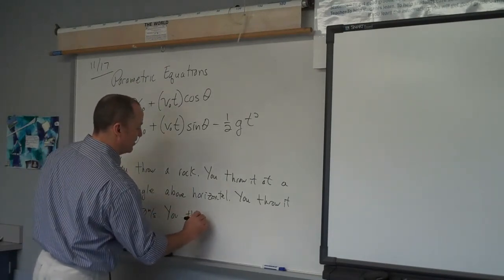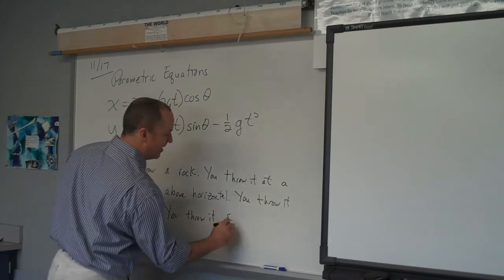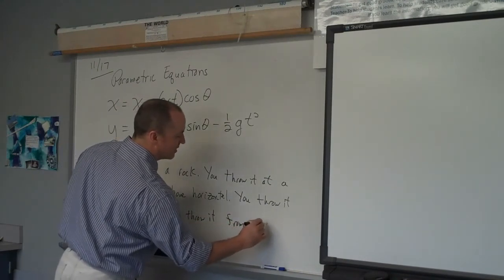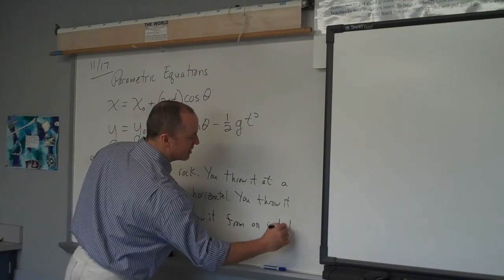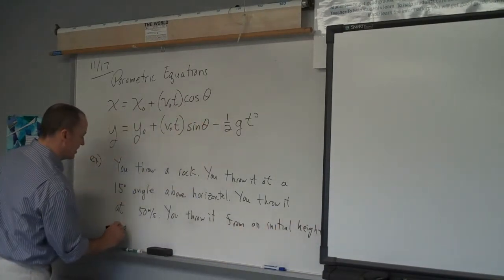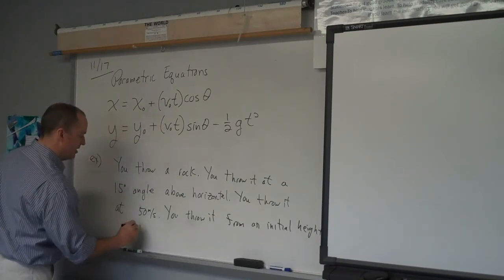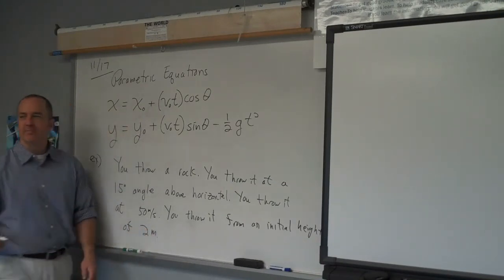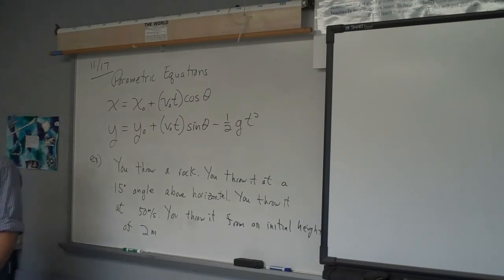You throw it, one more sentence, from an initial height of 2 meters. Keep the number simple. Throw it from an initial height of 2 meters.